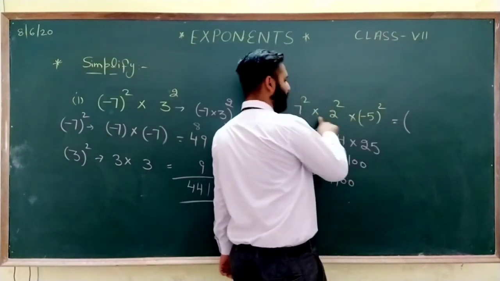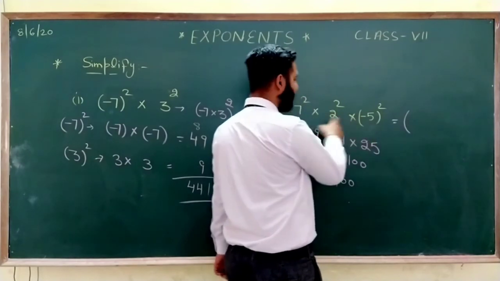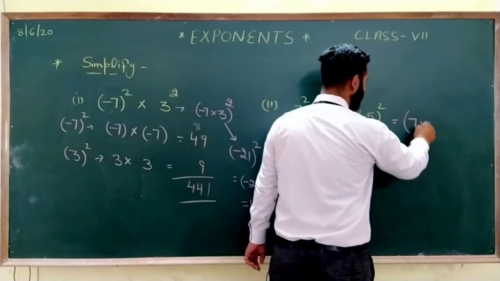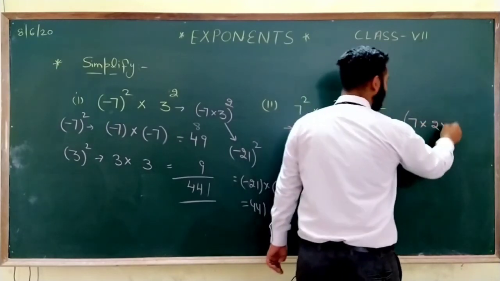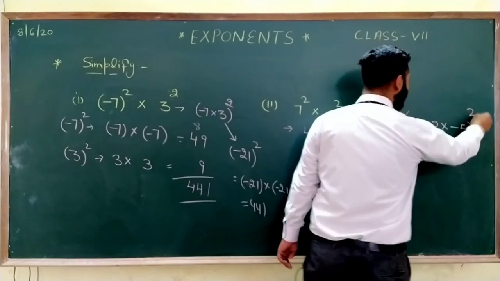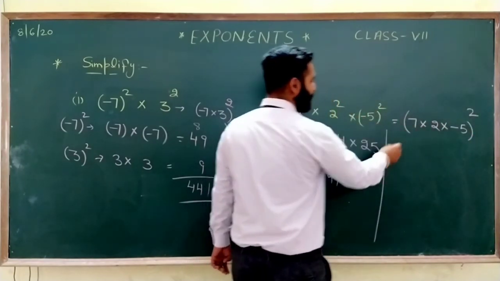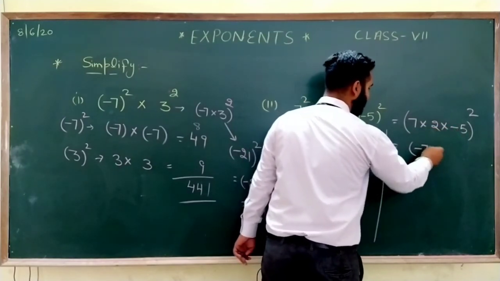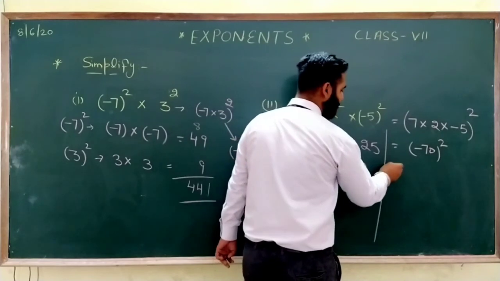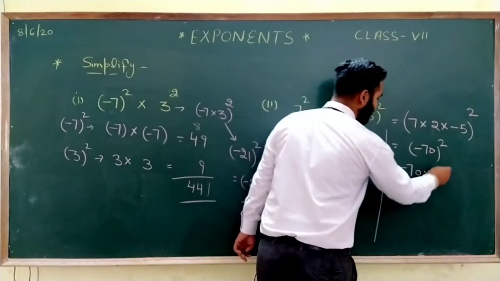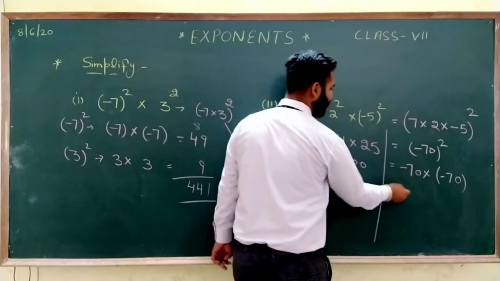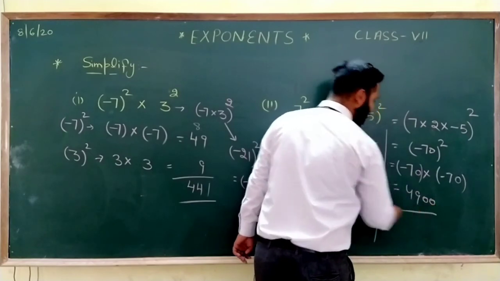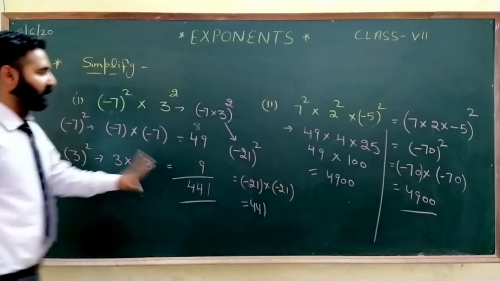Or if you want to go for the second method, then 7 into 2, same identity. Bases are different, but powers are the same. So it will become 7 multiplied by 2 multiplied by minus 5, raised to power 2. This is the second method. 7 into 2, 14. 14 into minus 5, minus 70 square. Now minus 70 square means minus 70 multiplied by minus 70. So two negative integers, the answer you will get is positive, 4900. These are the concepts of simplification also.